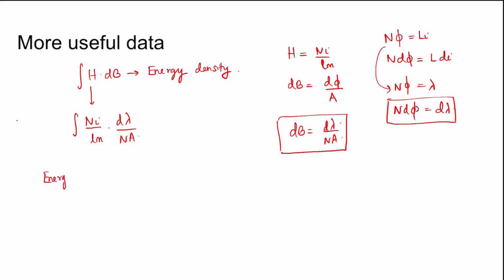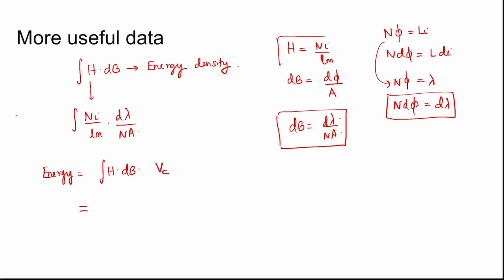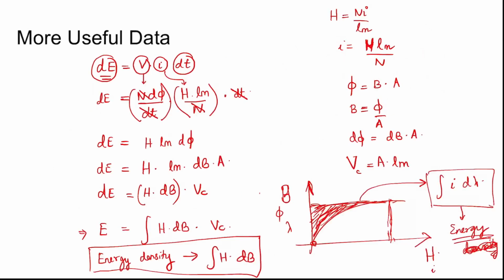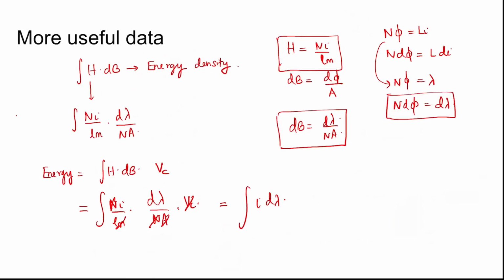Now we told you energy is equal to H dB into Vc. Here H you see is Ni by Lm, and dB is d lambda by N A, into Vc. Now N gets cancelled and A into Lm is Vc, so that also gets cancelled. So you see energy is coming out to be I d lambda. So this is energy, right? Now as you come to know that E equal to integral I d lambda, you can use this in solving this problem.